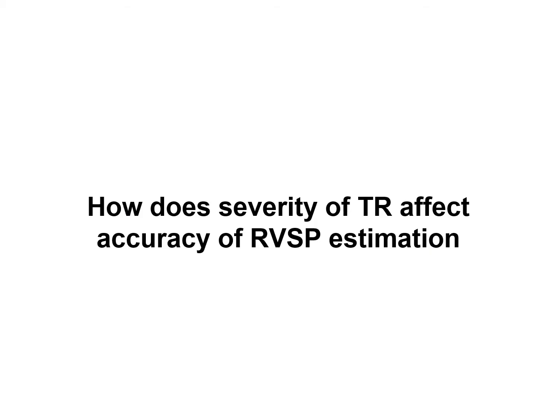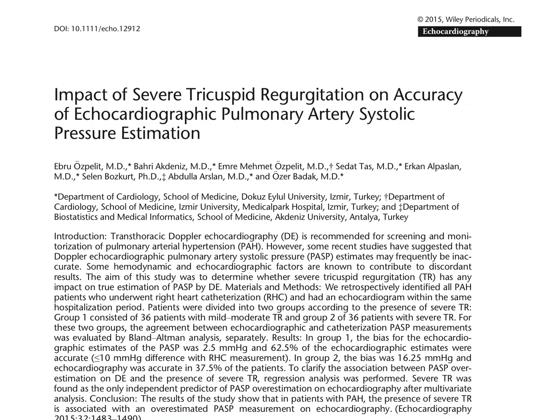Well, what about if we were to use different levels of tricuspid regurgitation? Does the presence of severe tricuspid regurgitation affect our ability to estimate the right ventricular pressure? In this paper, they looked at patients who had varying degrees of tricuspid regurgitation, and they found that the presence of severe tricuspid regurgitation was a major determinant in being able to overestimate right ventricular systolic pressure.